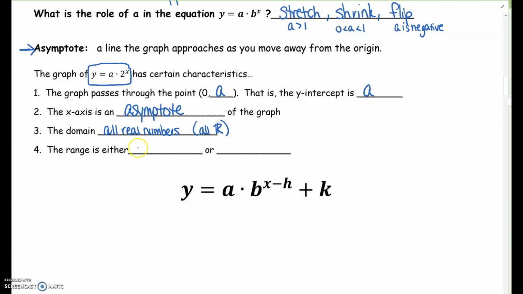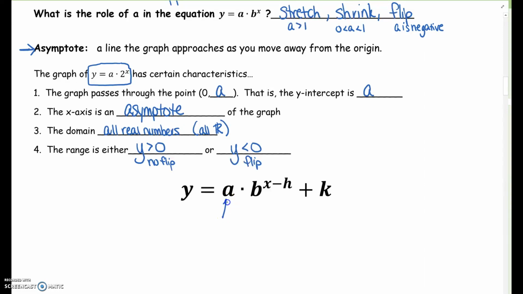The range is either y is greater than 0 or y is less than 0. It's greater than 0 when there's no flip. It's less than 0 when you have flipped the graph over the x-axis. So if that A value was negative, it's going to flip that range to y is less than. If there's no flip, if that A value is positive, the range will be y is greater than.